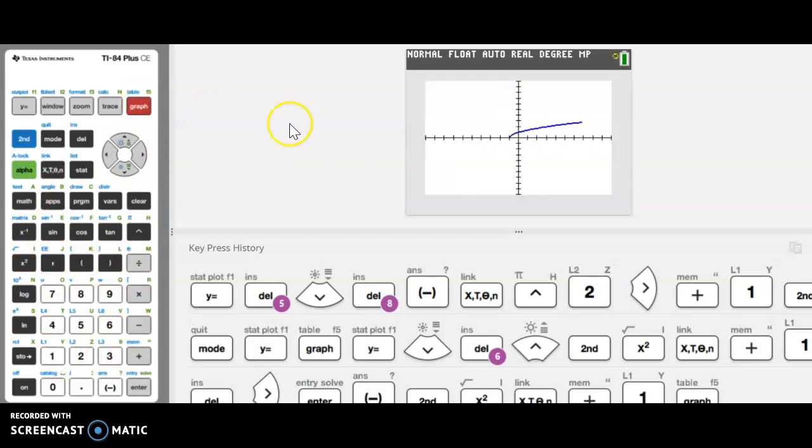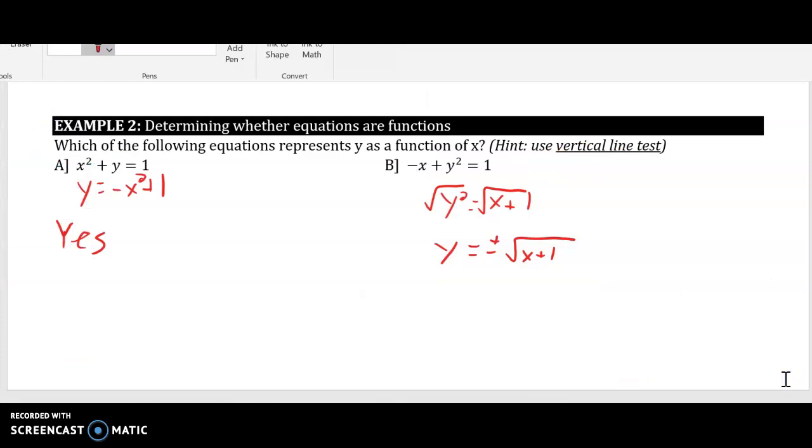it as one. So when I graph it, can I draw a line that touches the red and the blue? Yeah, I can draw a bunch of them. So that tells me that this is not a function. Not a function. A vertical parabola is a function, a horizontal parabola is not.